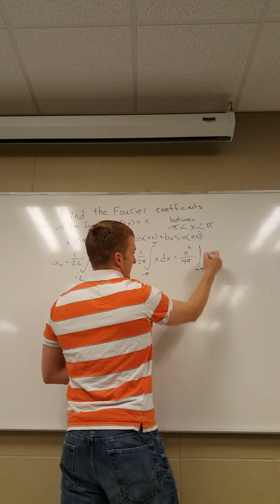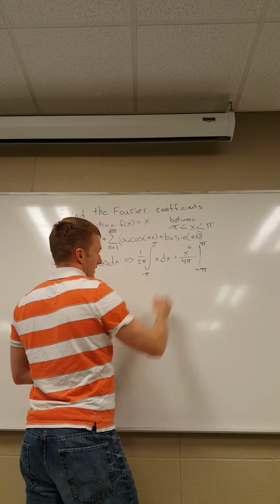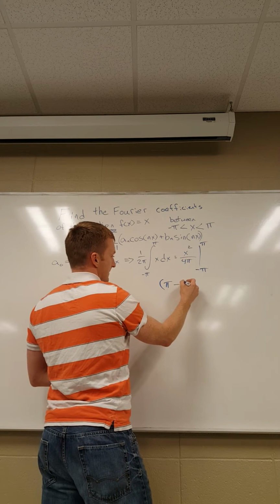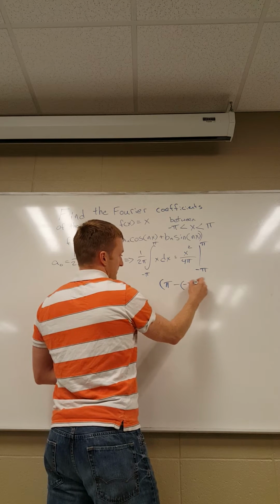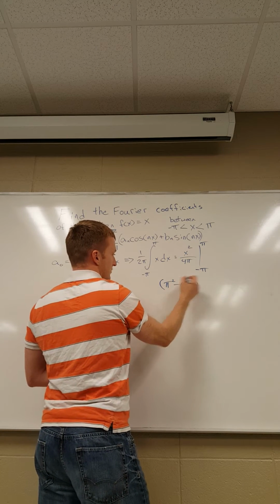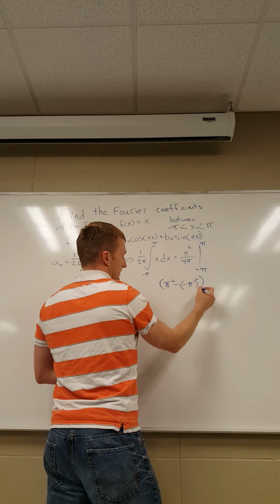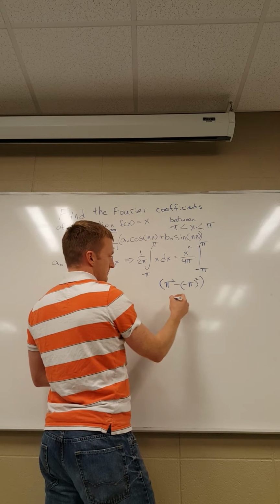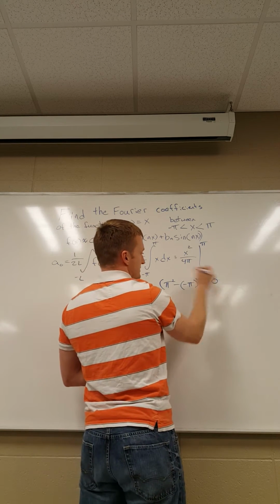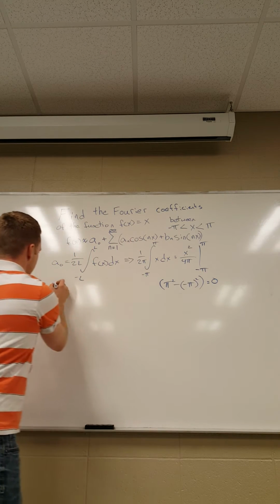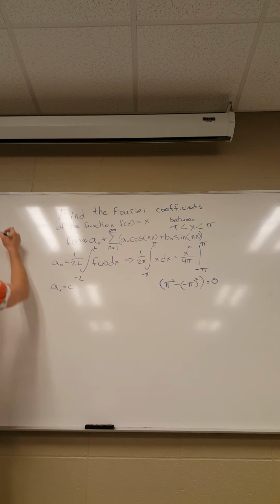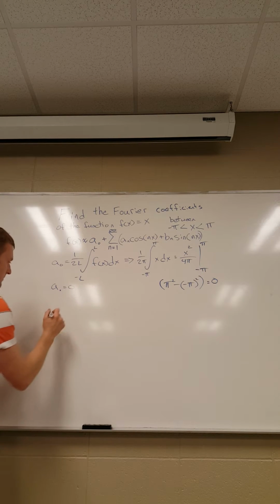Between negative pi and pi, just considering the numerator, negative pi minus a negative pi, either one squared, the negative sign goes away, so you just end up having pi squared minus pi squared, which is equal to 0. So a naught is equal to 0 in this case. We'll put that off to the side over here, and we'll work the second part of this.